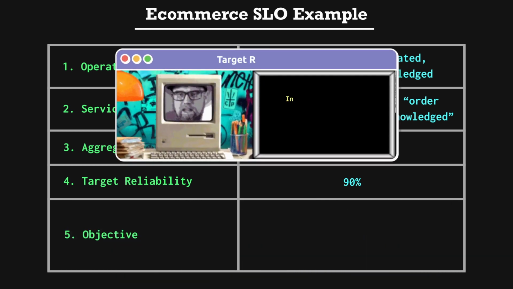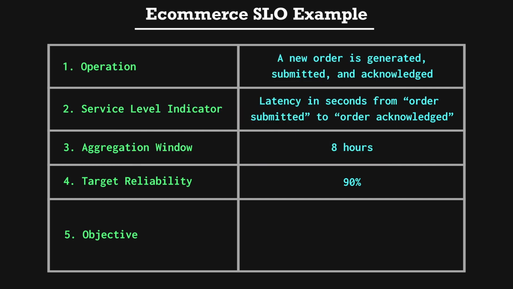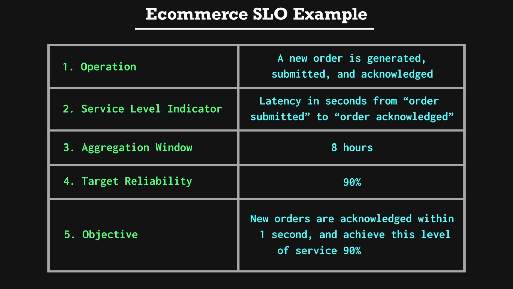In a real production system, we would set this target higher than 90%, but targeting 90% as an example will make it easier to show simple SLO math later in this video. Finally, our objective. New orders are acknowledged within 1 second and achieve this level of service 90% of the time. This is our final target measurement, a succinct definition of our service level objective.